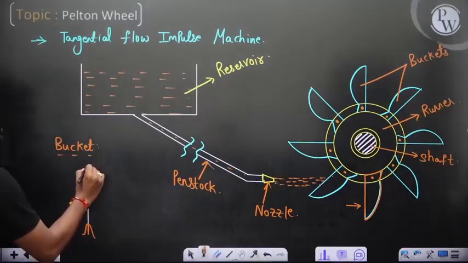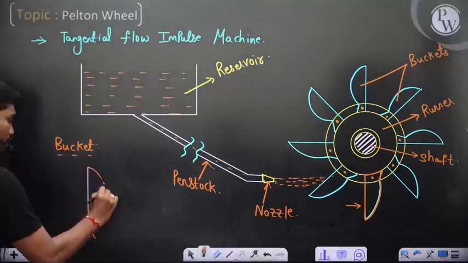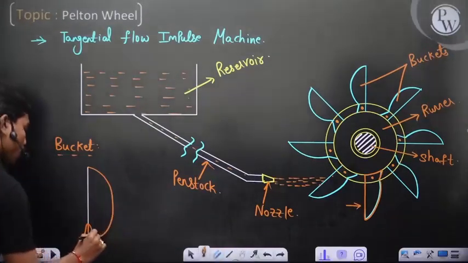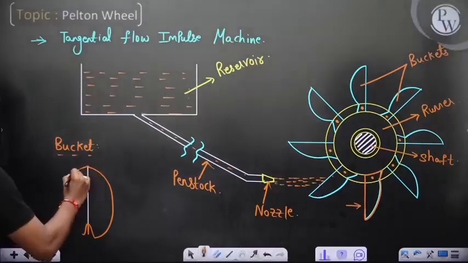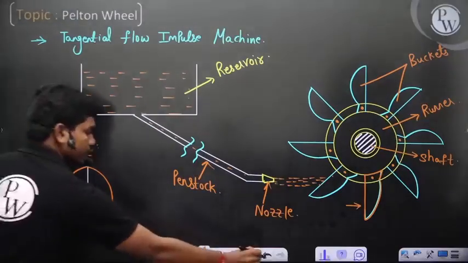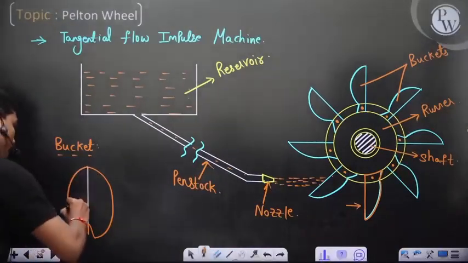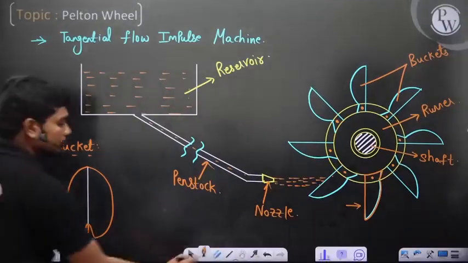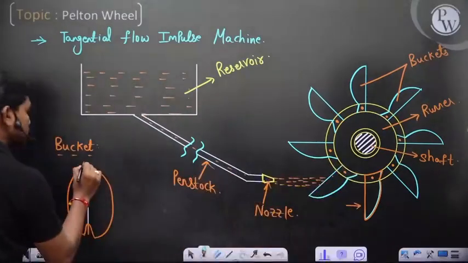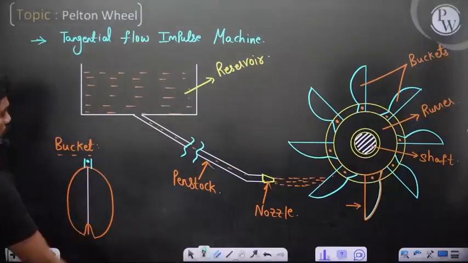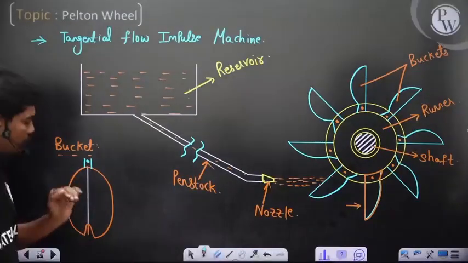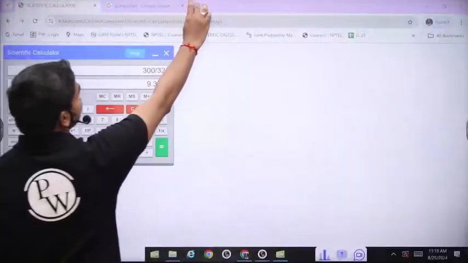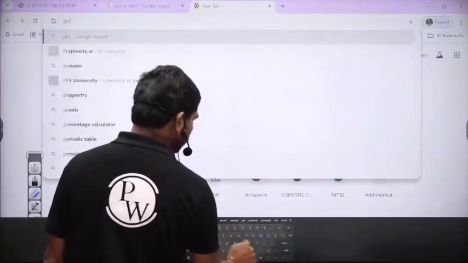Then you have something like this. So this is the bucket actually, the cross section of the bucket. And of course it is attached to the rivet and all. So this is how a bucket looks. Many of you might not understand this, but I'll show you a picture so that we can understand. Normally we have a lot of Pelton wheels.